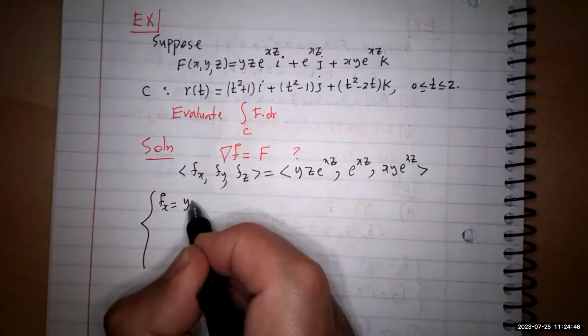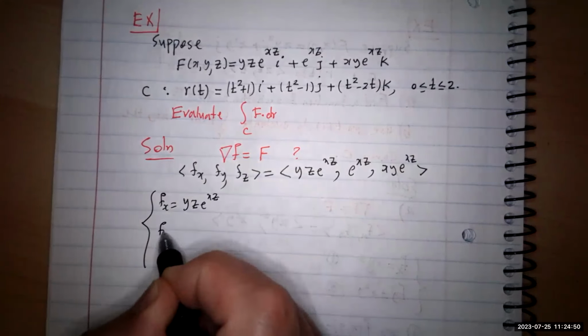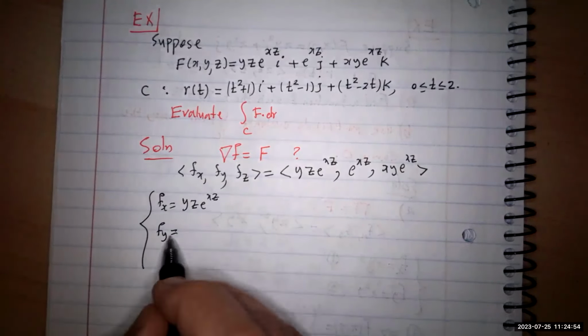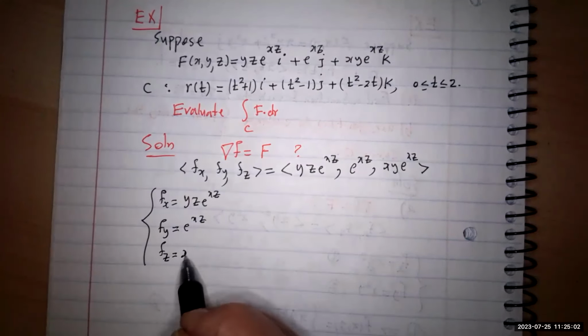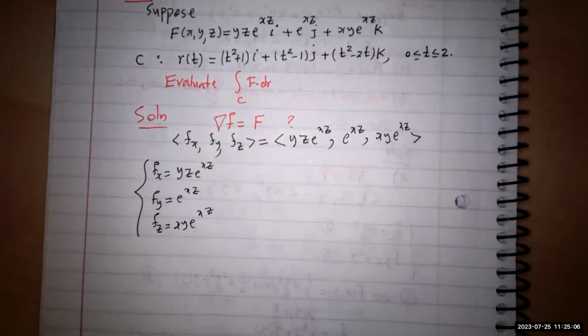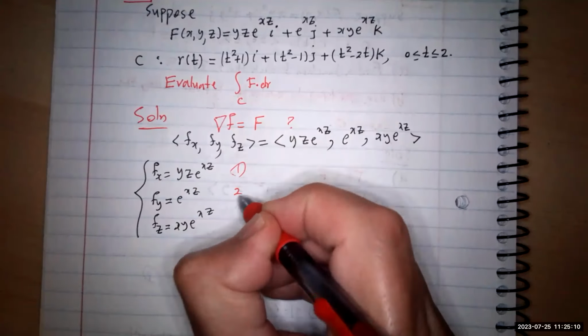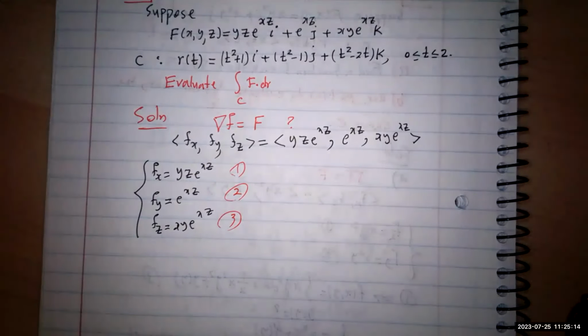So this is what we are going to end up with: f sub x, the first component, is yz e to the xz. F sub y gives you e to the xz, and f sub z is xy e to the xz. You have three equations, 1, 2, 3. Quickly, pick one of them and start integrating. It doesn't matter really, all of them are the same. So you may start with the first one, integrating with respect to x. The integral of e to the xz would be e to the xz divided by u prime, which is going to be z. And then the constant can be a function of y and z. We use the 2 and the 3 to test it.